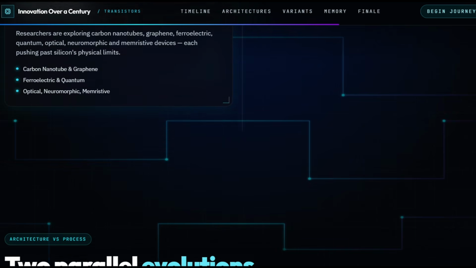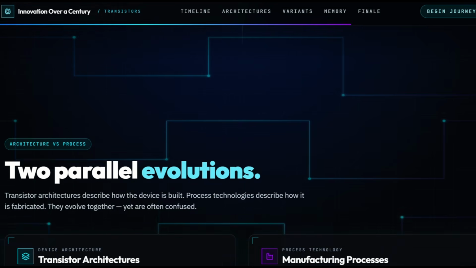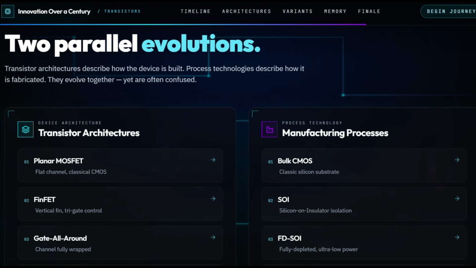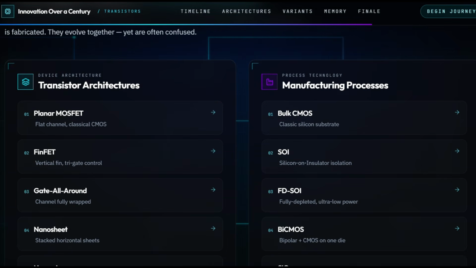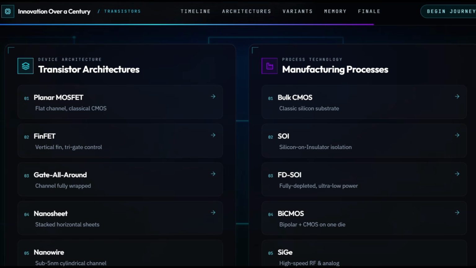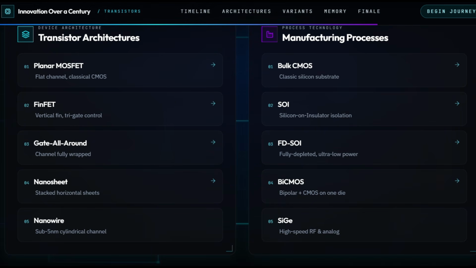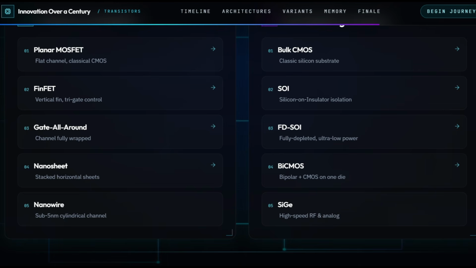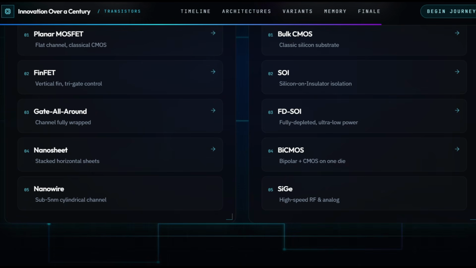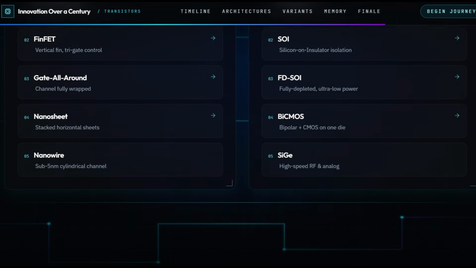And there is this confusion with transistor types and process technologies. Even I used to struggle to distinguish them clearly. It is more like transistor architectures evolved from planar MOSFETs to FinFETs, then to gate-all-around, nanosheet, and nanowire structures. Fabrication technologies introduced approaches like CMOS, silicon on insulator, fully depleted silicon on insulator, BiCMOS, silicon germanium, and bulk CMOS.